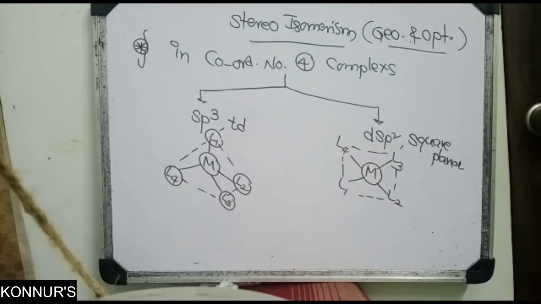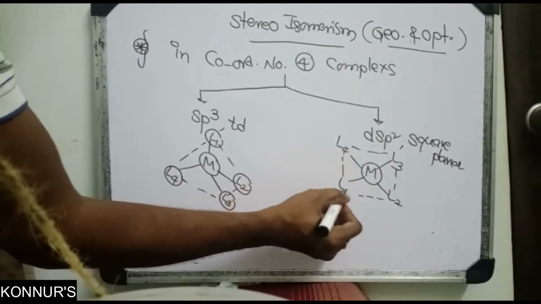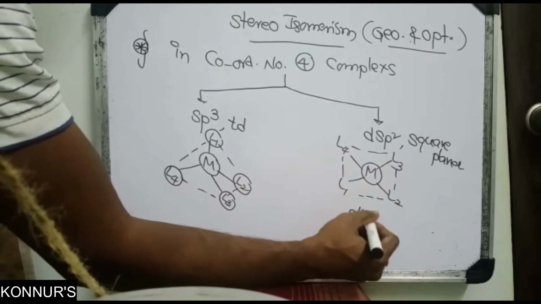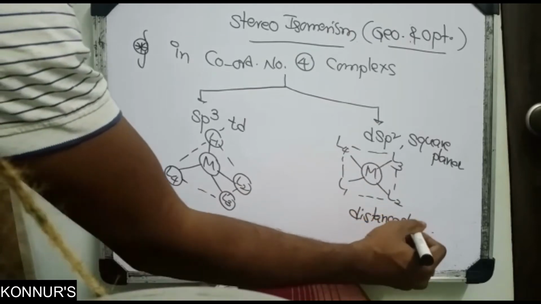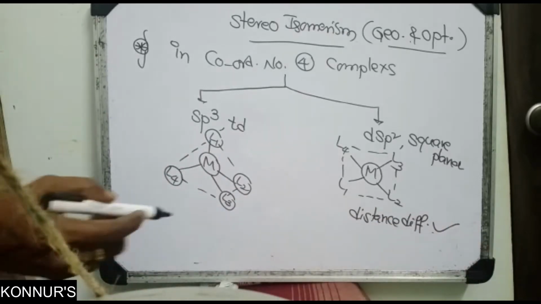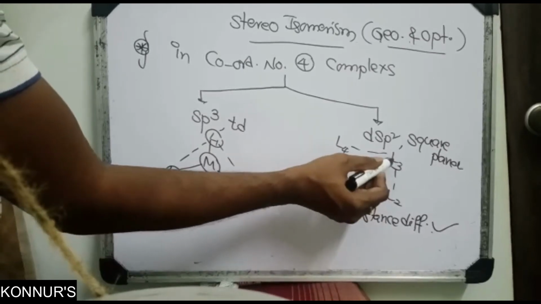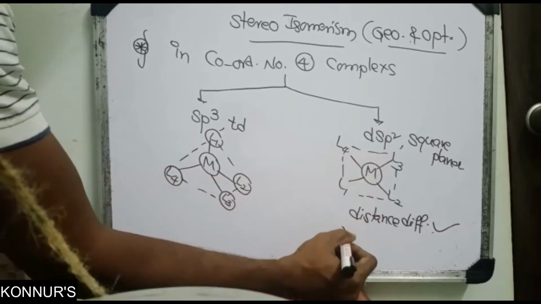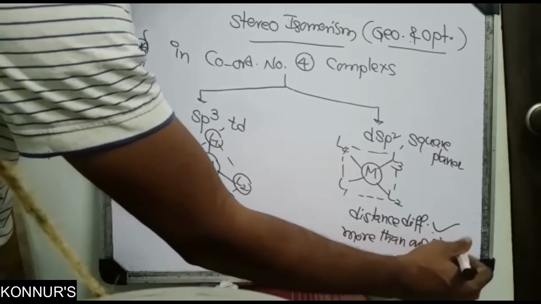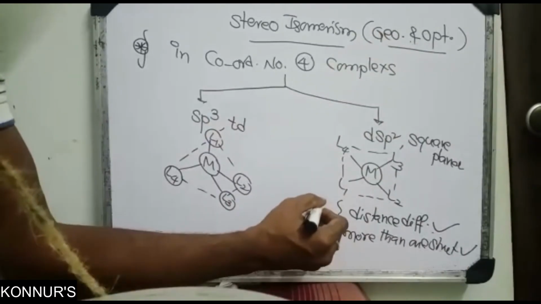See, geometrical isomerism is shown where there is a distance difference. Here L1 to L2 is a close distance, L1 to L3 is a far distance. Distance difference is there. Next, you can write more than one structure. L1 is close to L2, and next you write L2 here. So more than one structure is possible. Those showing these are called geometrical.